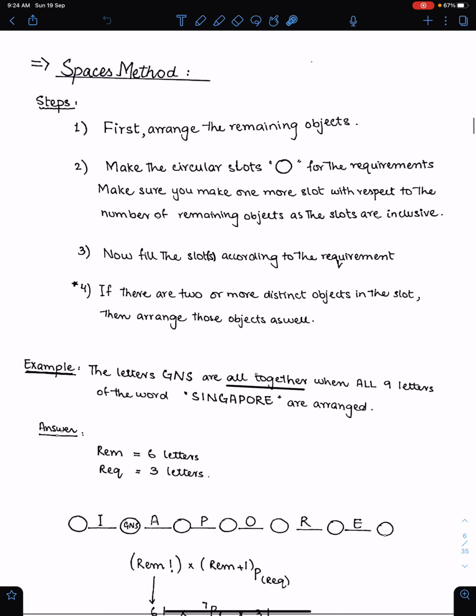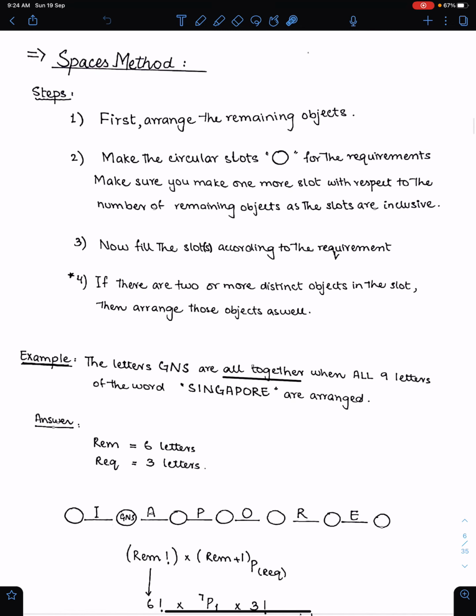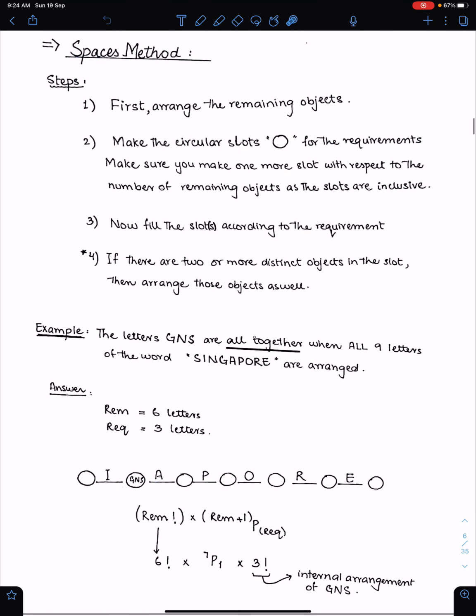So we have done the box method. Now we have to do spaces method. Steps. So these are some important steps to understand this method properly. The first step is first arrange the remaining objects. So according to spaces method, we first arrange the remaining objects by making blank spaces like these spaces.